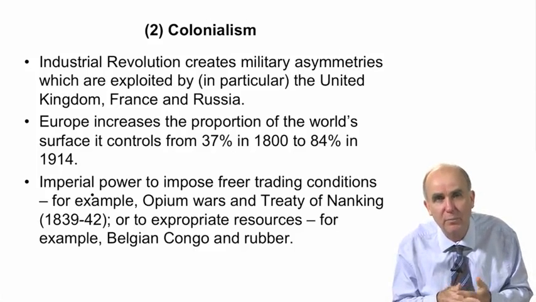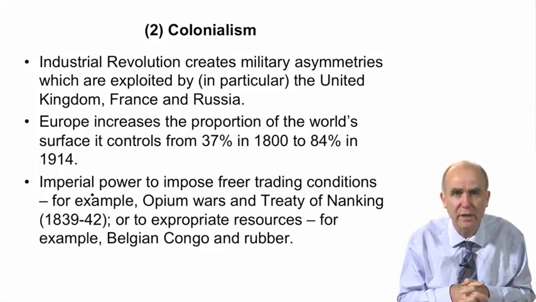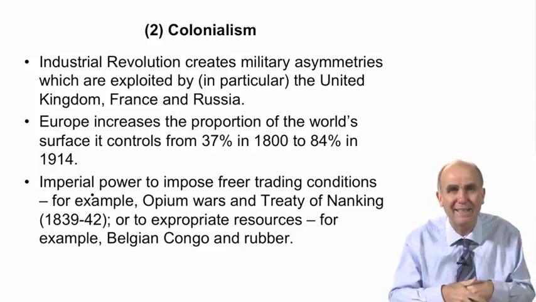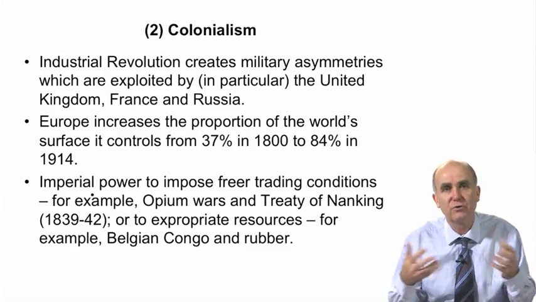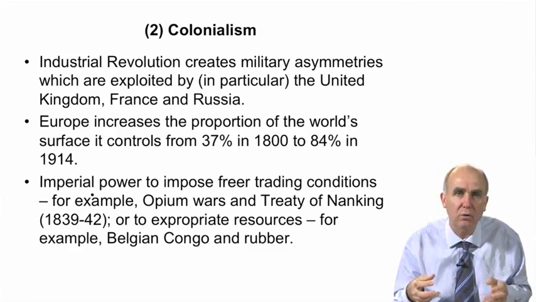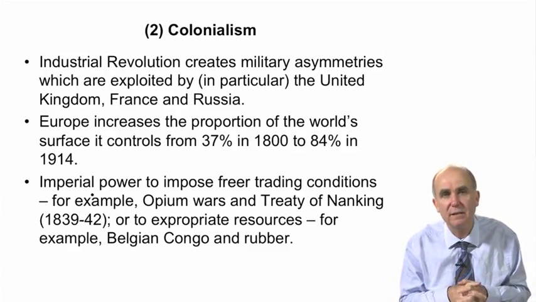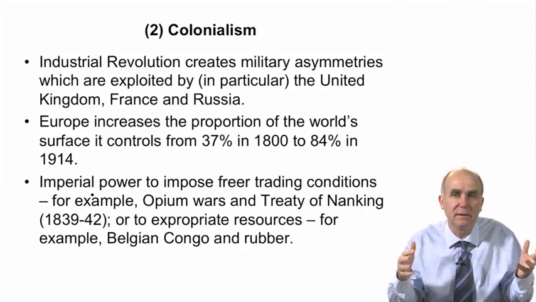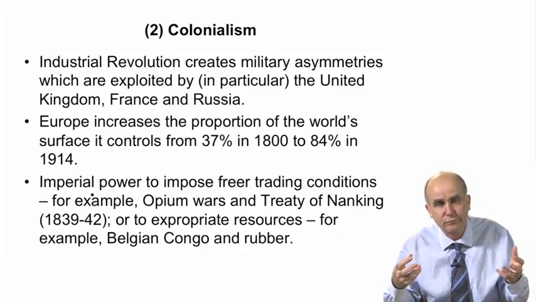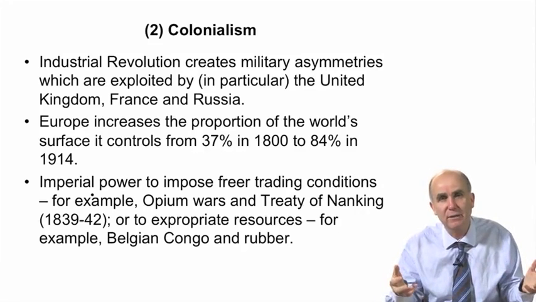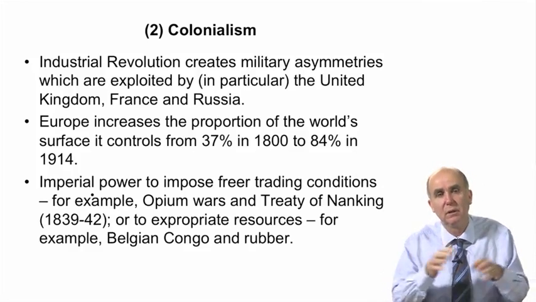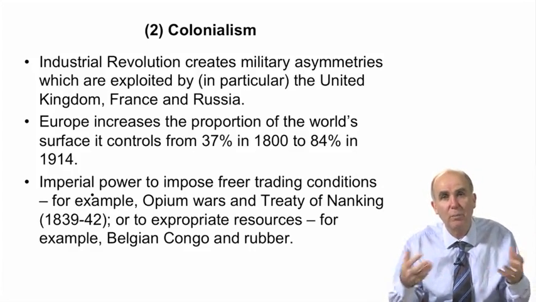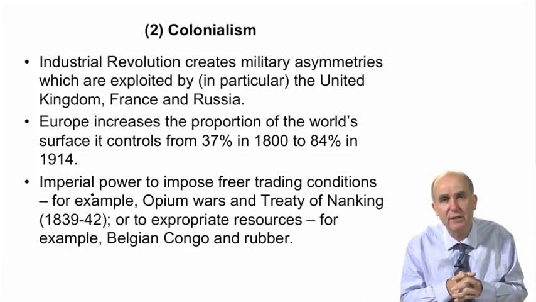So, for example, after the Opium Wars, the Treaty of Nanking between Britain and China expands British scope to trade with China. The other model for use of imperial power was basically to expropriate resources, where a classic case is Belgian Congo and rubber. So in the 1880s, King Leopold of Belgium is basically given the right by other European powers in the United States to have a monopoly over economic activity in that region.